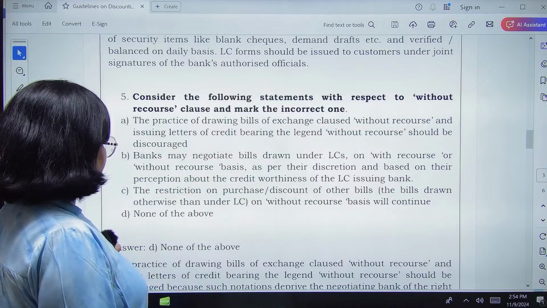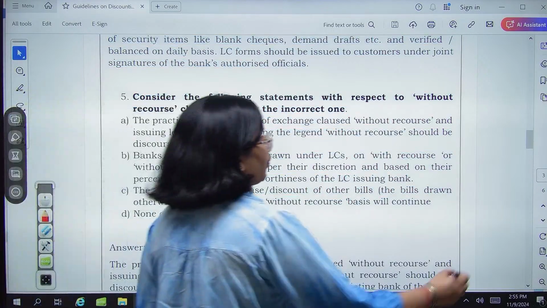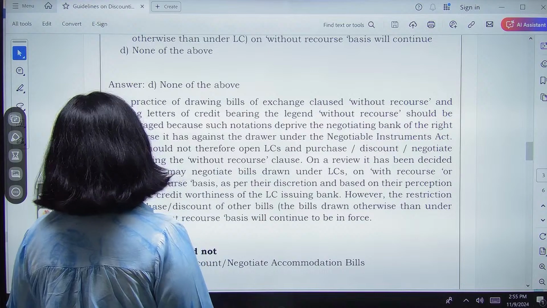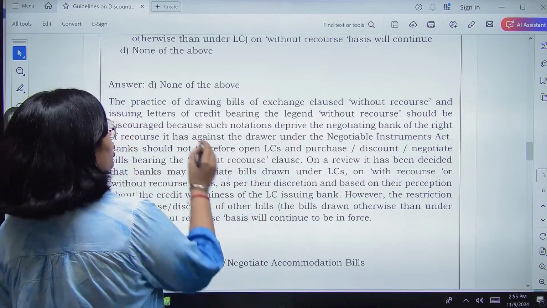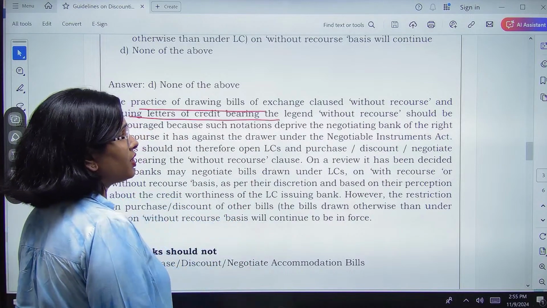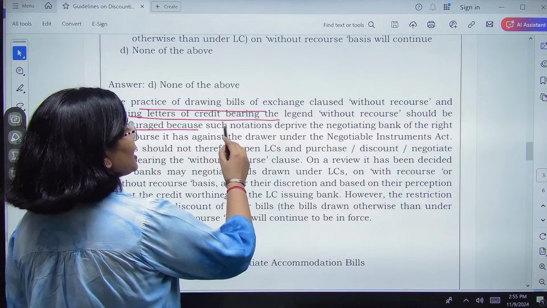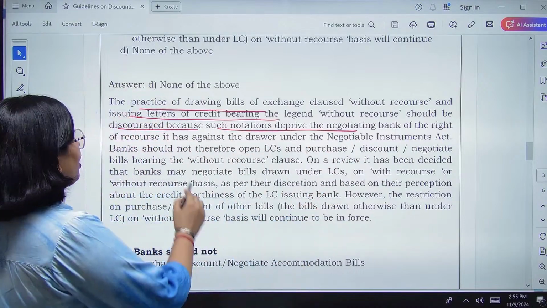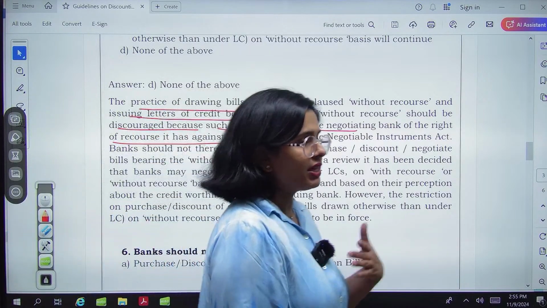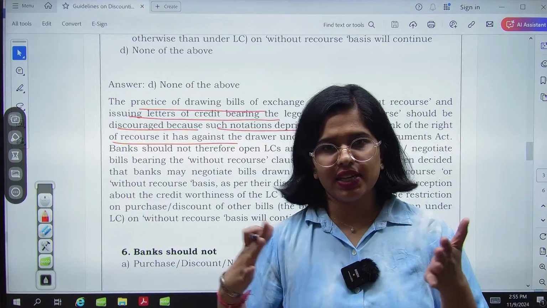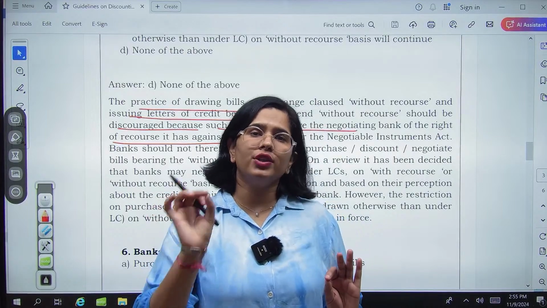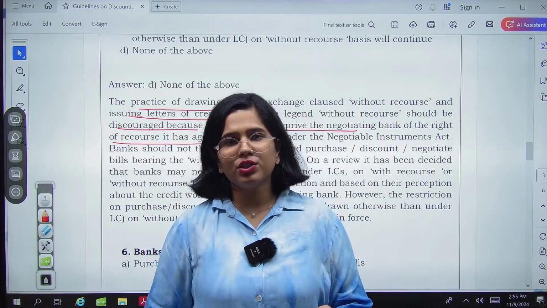Now let us look at this particular question. We'll try to understand what they have written over here. See, the practice of drawing bills of exchange without recourse and issuing letters of credit bearing the legend without recourse should be discouraged, because such notations deprive the negotiating bank of the right of recourse it has against the drawer. इसका मतलब क्या? I have explained to you the difference between with recourse and without recourse. मतलब हमको समझ में आ गया that it is all about who is going to bear the risk. ठीक है, कौन risk को bear करेगा.